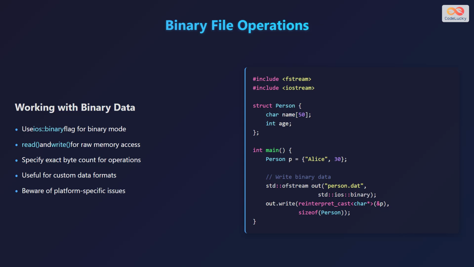Consider the code sample. We include fstream and iostream. We define a structure Person with a character array name and an integer age. We create a Person object p and initialize it with the name Alice and age 30. We write the binary data of the person object to the file named person.dat, using the write method and reinterpret_cast to cast the person object to a character pointer.